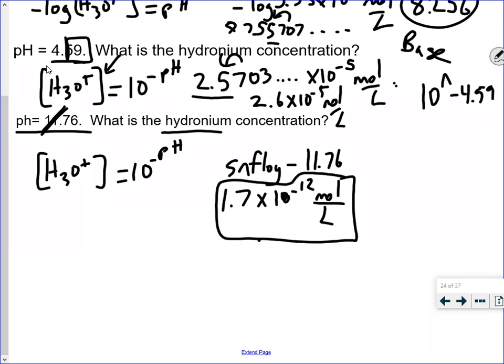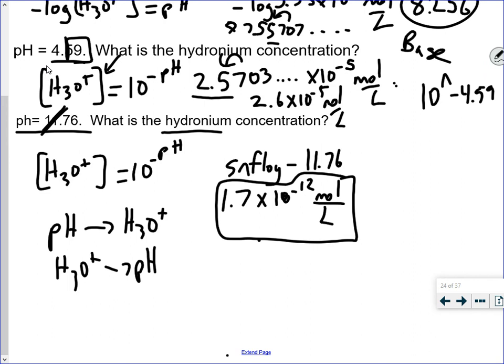Okay. So what I've shown you guys on these 4 questions is how to turn pH into hydronium and how to turn hydronium into pH. Okay, I've got one more little slide to show you, and that's all we're going to work on today, and you're going to have some questions to practice this. And after the break, we're going to put some more stuff together. Okay, but that's good for today.